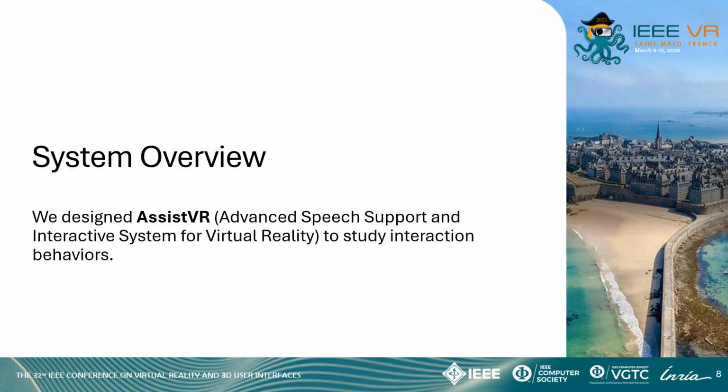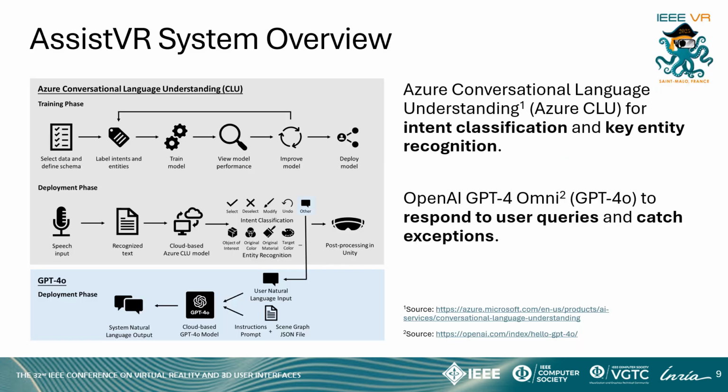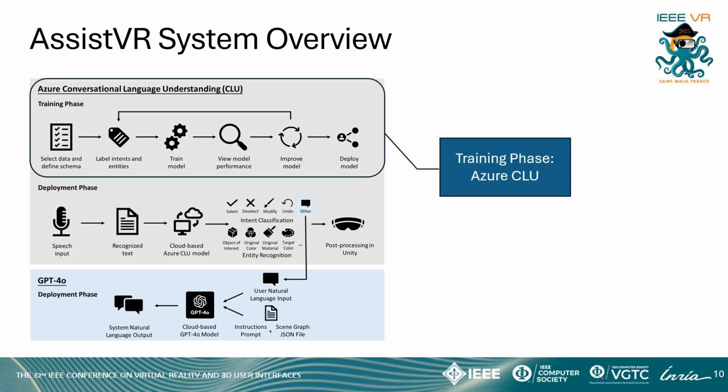To support our study, we designed AssistVR, an advanced speech support and interactive system for virtual reality. AssistVR is implemented with two models, the Microsoft Azure Conversational Language Understanding Service, or Azure CLU, as well as OpenAI GPT-4 Omni, or GPT-4o. In the training phase, only Azure CLU is involved. Utterance data are labeled with intent and key entities and sent to the model for training.